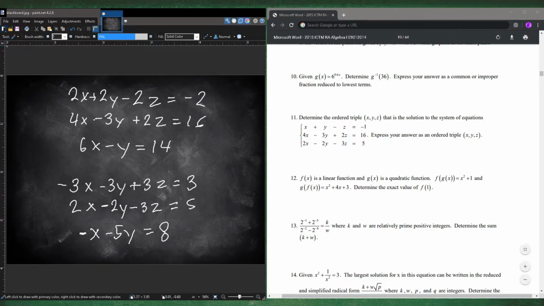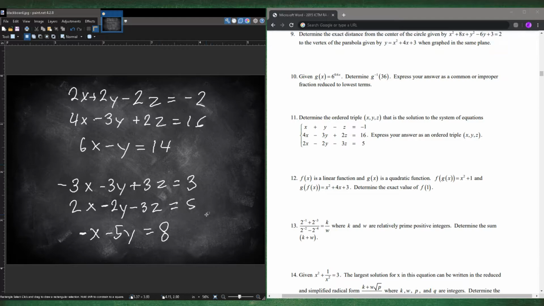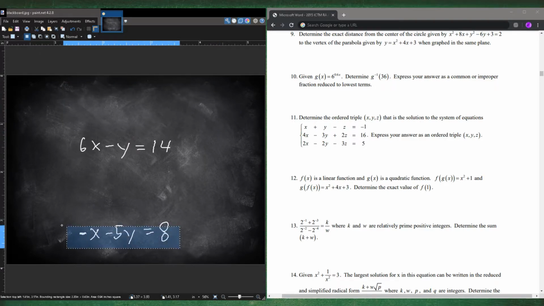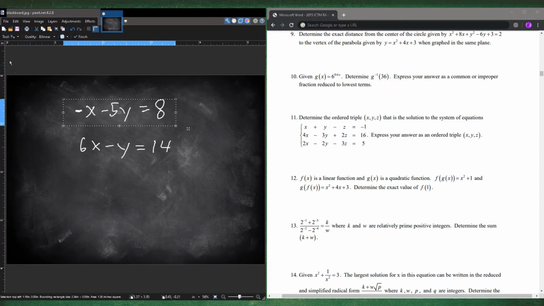So the reason I like to use elimination is that it works faster, at least from what I usually see in contests. Substitution, use it when it's necessary, but I usually like elimination because it works pretty quickly. So we have these two equations.